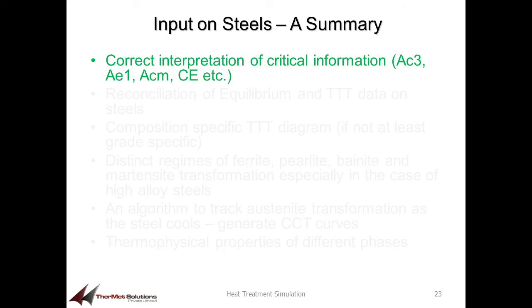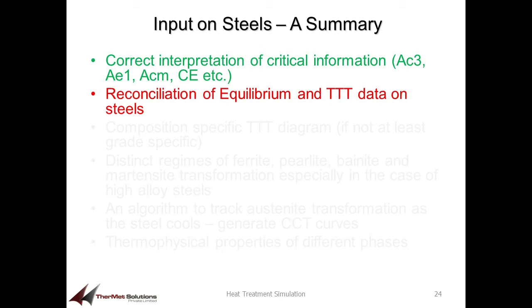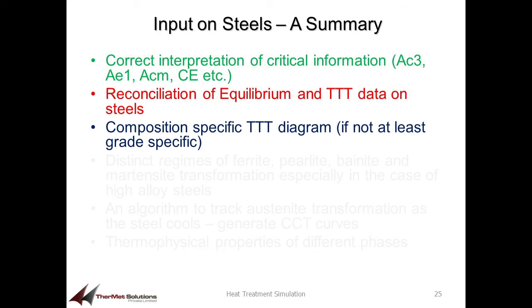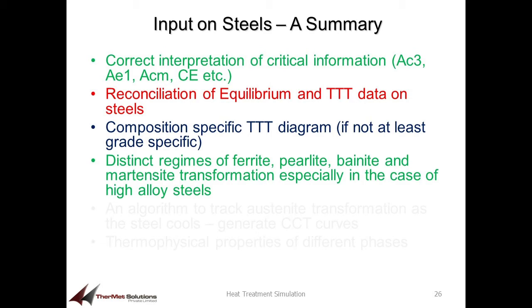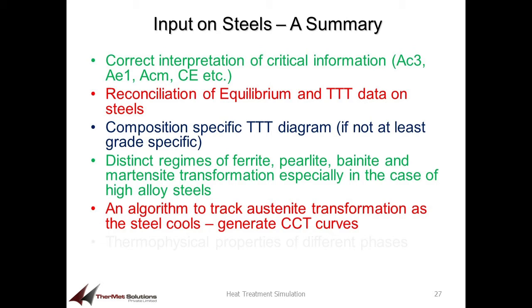We will now brush through the input on steels that are required for heat treatment simulation. It's a summary. Correct interpretation of critical information, that is critical temperatures, AC3, AE1, ACM, CE, etc. are important. Reconciliation of equilibrium and TTT data on steels to obtain these temperature ranges. Then composition specific TTT diagram, if not at least grade specific, which are available in the public domain. Distinct regimes of ferrite, pearlite, bainite and martensite transformation, especially in the case of high alloy steels. And an algorithm to track austenite transformation as the steel cools.